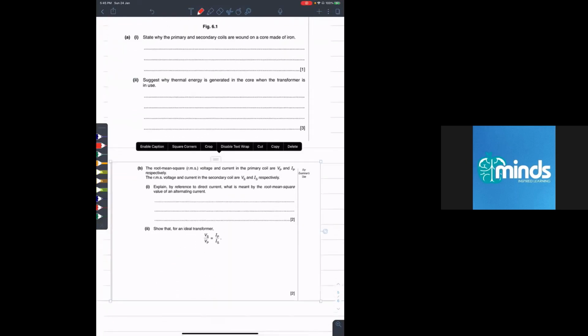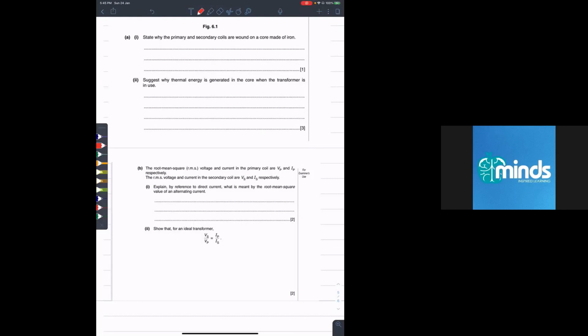The root mean square voltage and current in the primary coil are Vp and Ip. The RMS voltage and current in the secondary coil are Vs and Is respectively. Explain by reference to direct current what is meant by root mean square value of an alternating current. So it is the same thing. Root mean square value of alternating current or voltage is the steady direct current or voltage that will cause energy dissipation at the same rate as that of the alternating current.